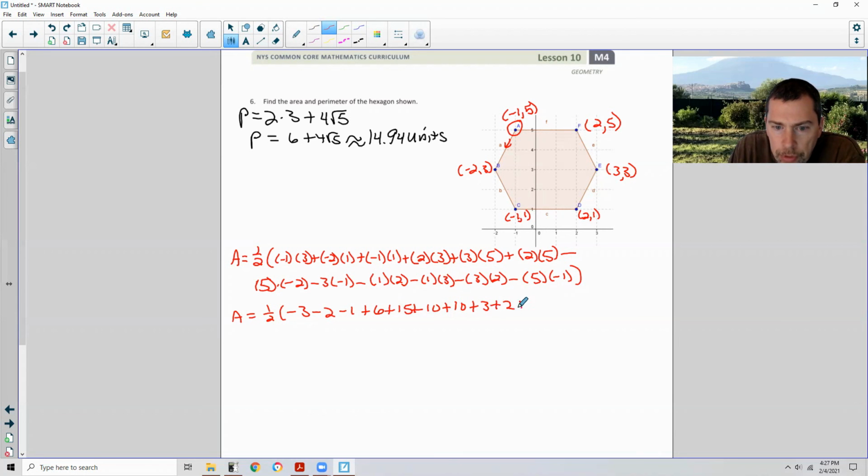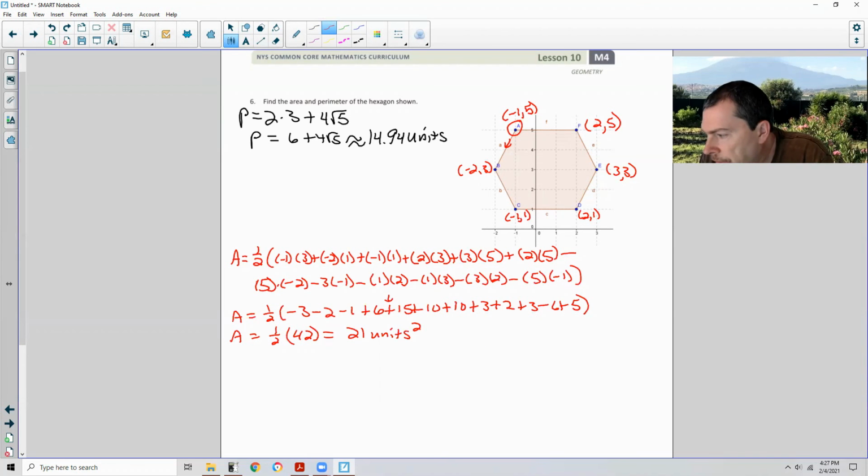+2, +3, careful here, -6, +5. Okay, area equals 1/2. -3, -5, -6, 0. Start over here. So that got to 0 right there. So 15, 25, 35, 38, 40, 43, minus 6 is 37, plus 5 is 42. Half of 42 is 21 units squared.